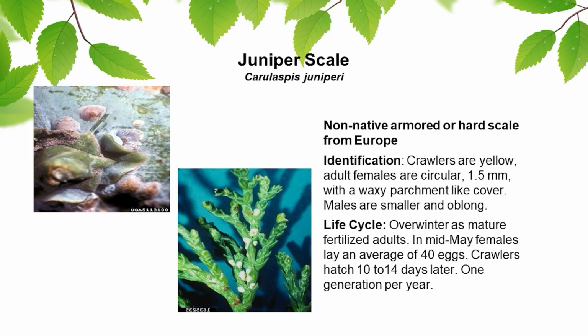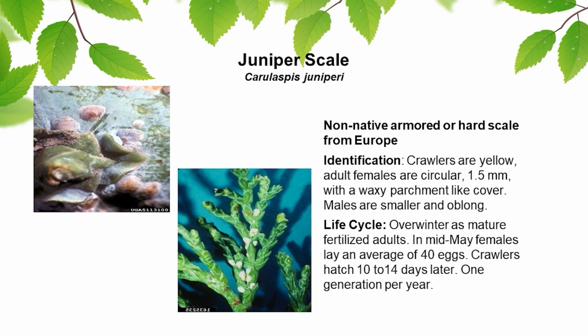Juniper scale. Juniper scale is a non-native, armored or hard scale originally from Europe. The juniper scale crawlers are yellow. The adult females are circular, 1.5 millimeters long, with a waxy parchment-like cover. Males are smaller and have an oblong shape.